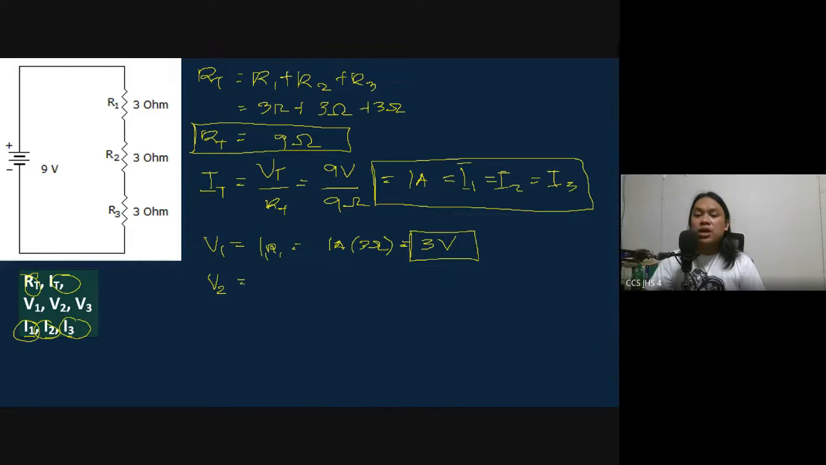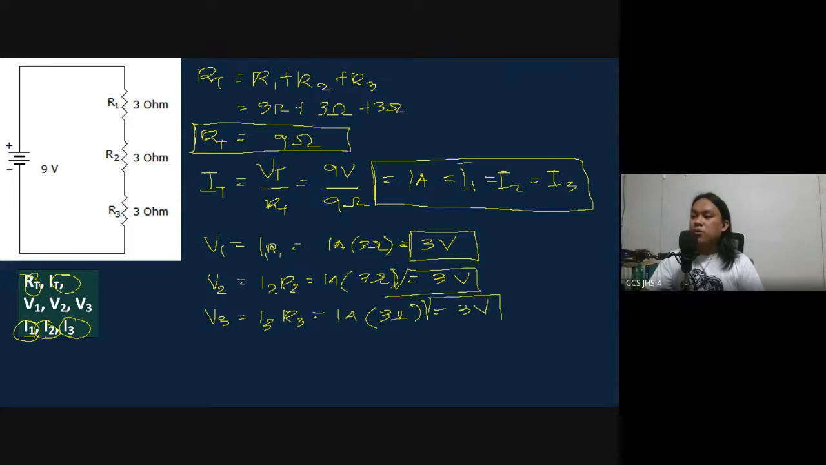Next, V sub 2. Since we are still looking for the value of voltage, V sub 2, we still use the same formula. So this will become I sub 2 times R sub 2. So this is 1 amp times 3 ohms, again equal to 3 volts. Then lastly, V sub 3 is equal to I sub 3 times R sub 3, which is equal to 1 amp times 3 ohms. So that is 3 volts again. Okay, we're done with V sub 1, V sub 2, and V sub 3.